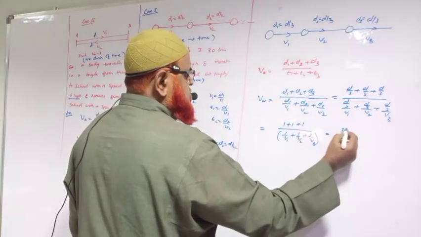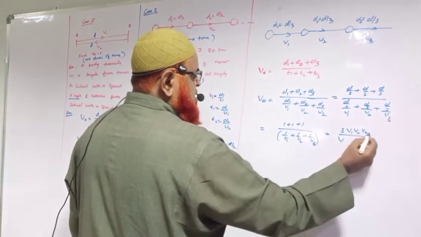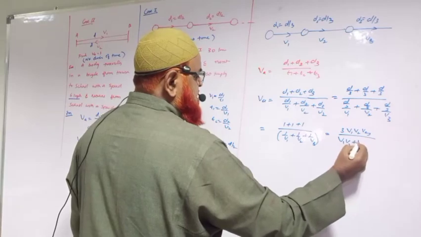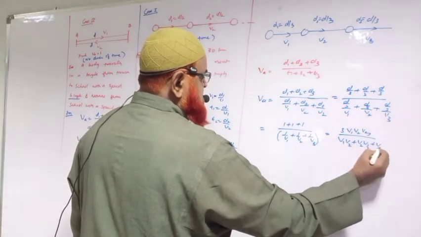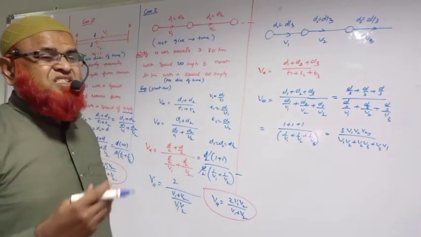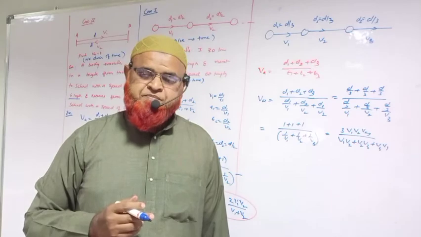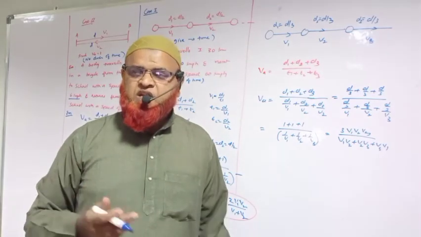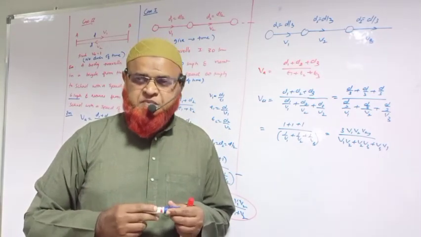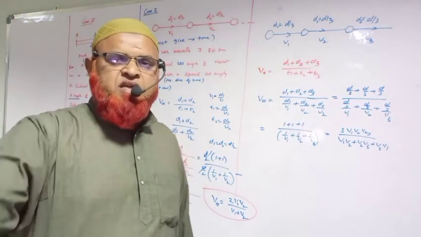So if you do the simplification, 3v1v2v3 by v1v2 plus v2v3 plus v3v1, you can write like this. It is a trick. This is the three cases of distance average speed. Now we shall go into details regarding time average speed here.